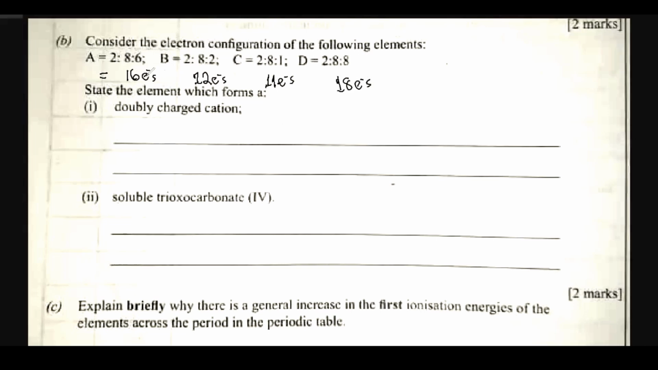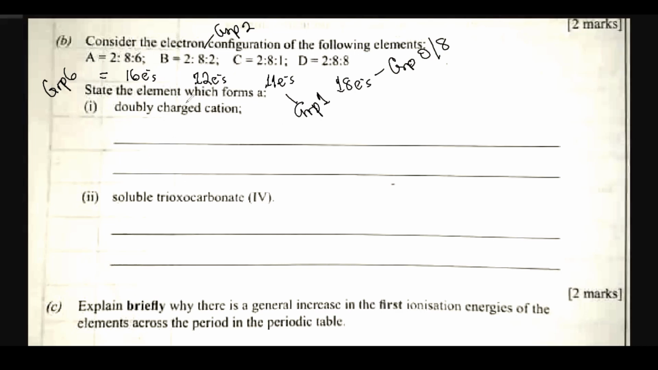Which group does A belong to? A belongs to group 6. B belongs to group 2. C belongs to group 1. And D belongs to group 3. And all of them are in the same period because they have 3 shells.